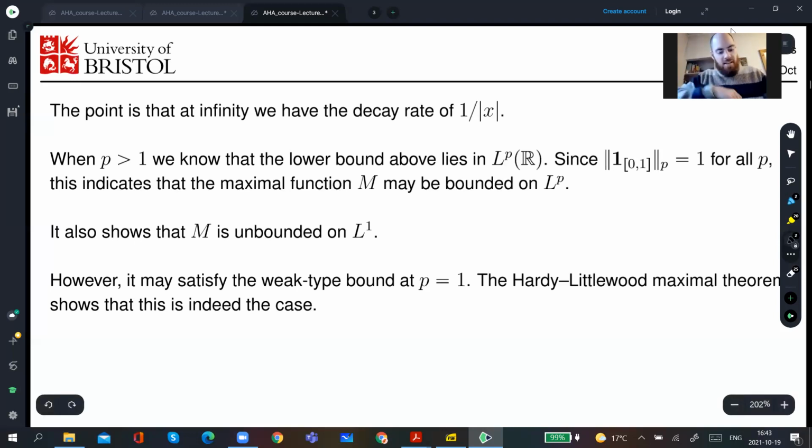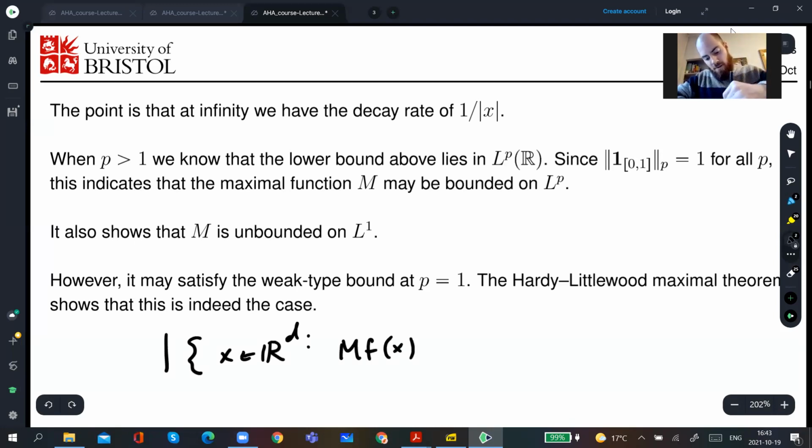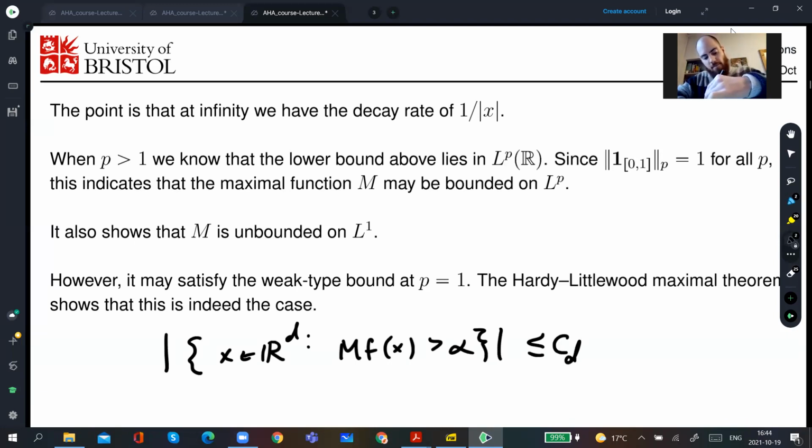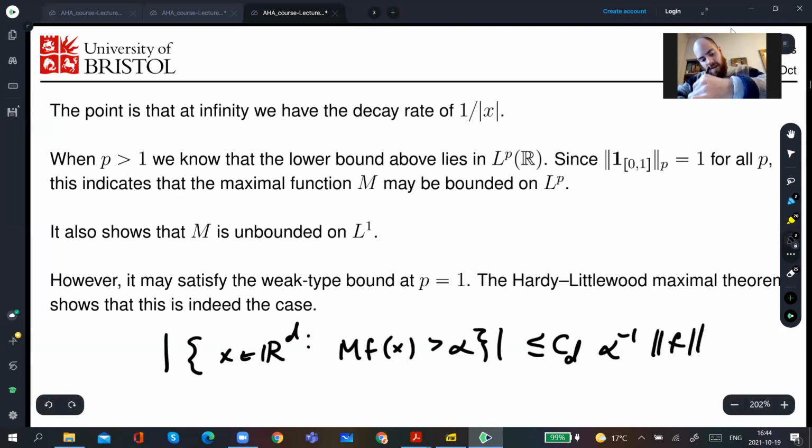However, one of the claims of the Hardy-Littlewood maximal theorem is that we do have the weak type bound at p equals 1. The weak type bound at p equals 1, which just to remind you, said that when we look at the Lebesgue measure of the set of points where the maximal function is greater than some altitude alpha, which is positive, this is at most some constant depending on the dimension, alpha inverse, times the L1 norm of f, for f in L1.